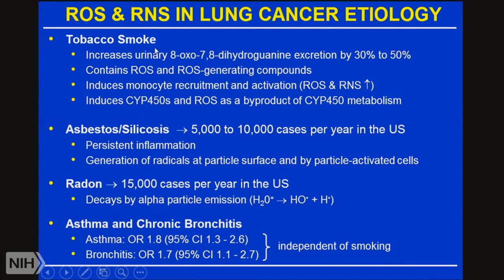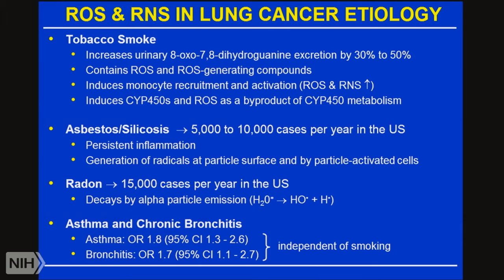We know tobacco smoke has a lot of reactive oxygen generating compounds, induces monocyte recruitment and activation that leads to inflammation, and induces cytochrome P450s and reactive oxygen as byproducts of cytochrome P450 metabolism of tobacco product. And then we know that asbestos, which is a risk factor for lung cancer, also causes persistent inflammation. Radon, which has been linked to lung cancer, we know definitely a risk factor, also works through production of oxyradicals. And then we know also that certain chronic inflammatory conditions are linked to an increased lung cancer risk. And all of them have in common one thing, that there's increased formation of oxyradicals.